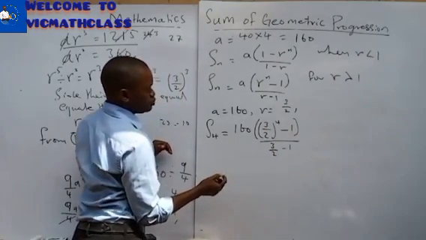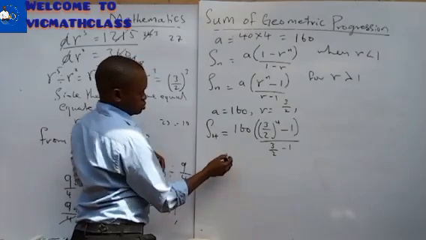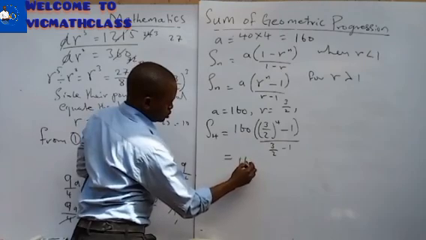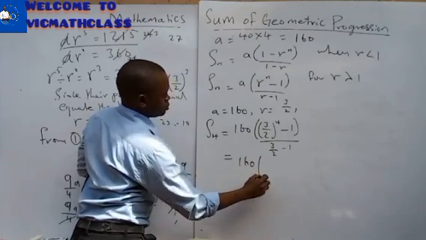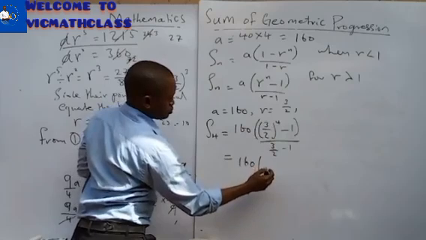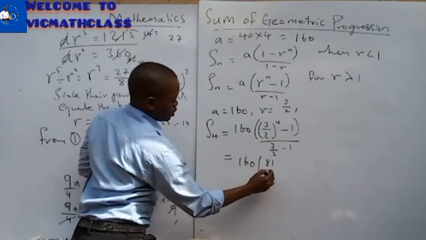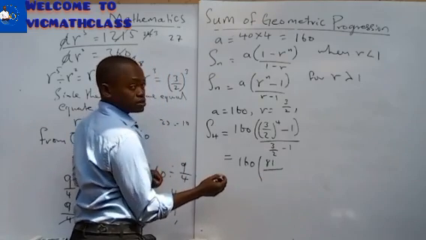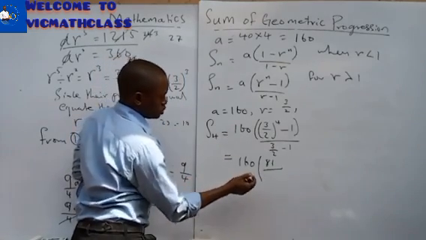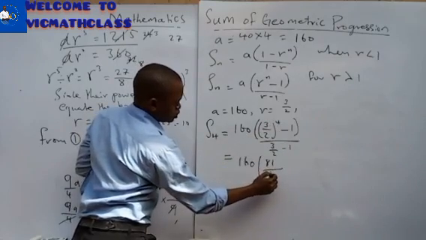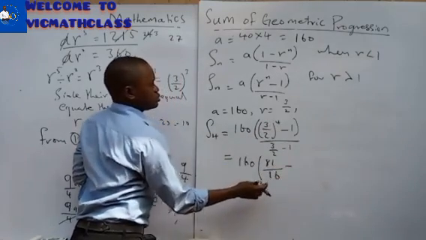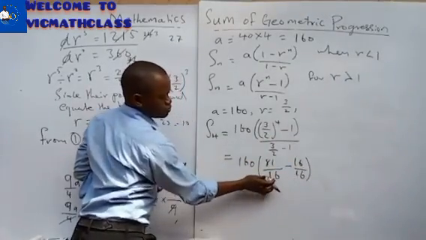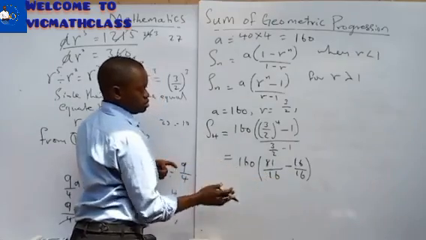Okay, watch how I'm going to dissolve this. I may not even necessarily need a calculator to do it. 160 in bracket, 3 raised to power 4 should be 81. Yes. 3 raised to power 3 is 27, 3 raised to power 4 is 81, all over 2 raised to power 4, which is 16. Then minus 1. Permit me to write it as 16 over 16, so that the LCM can become easy and manageable.